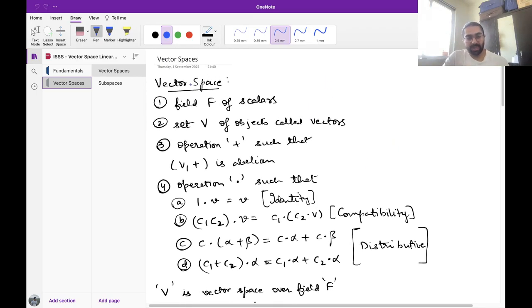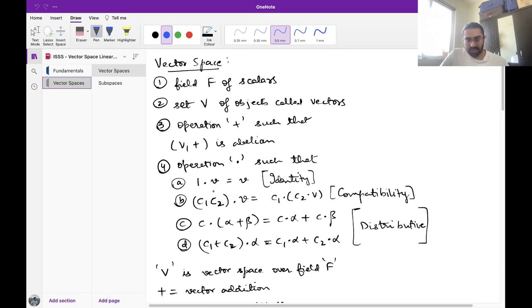For a vector space, we define it using mainly four things. One is a field F of scalars. Scalars are real numbers, or you can define what scalars you need to use, but some pure numbers. So this is a field F of scalars. Then you have this set V of objects, and these objects are called vectors, hence the name vector space. Then we have an operation called plus, and this operation V plus has to be Abelian, which we just discussed.